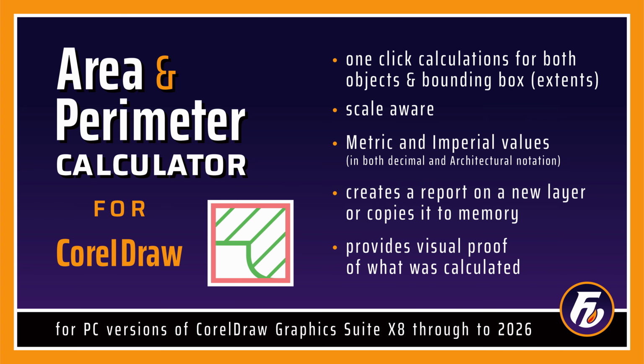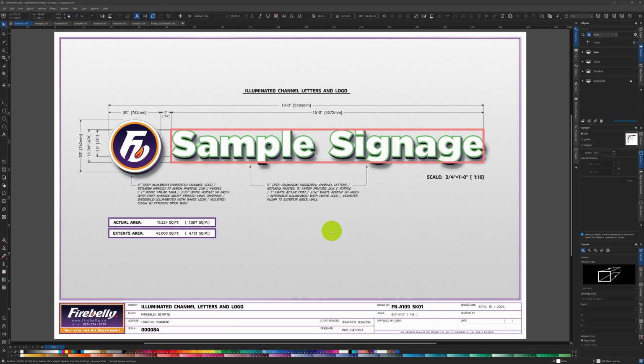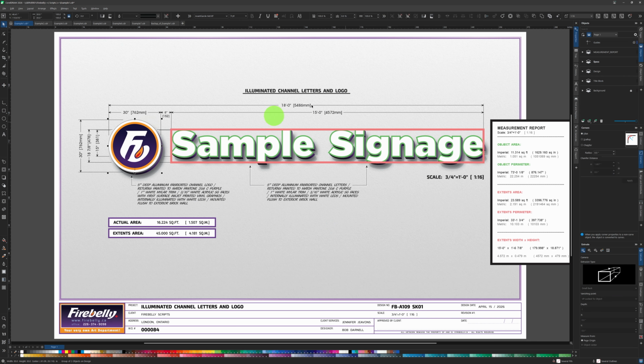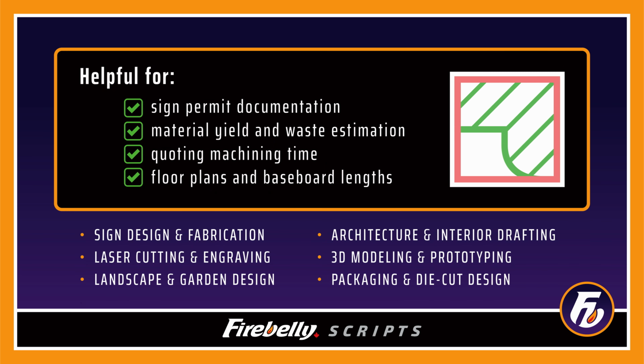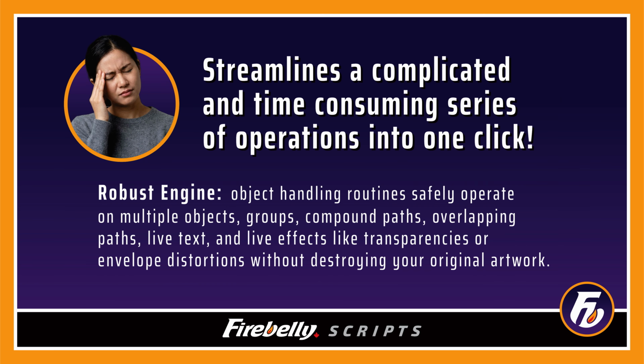Do you routinely need to calculate the area or perimeter of objects in your CorelDraw file? This macro instantly calculates the actual area and perimeter of your selected objects, but it doesn't stop there. It also calculates the bounding box extents, while providing all relevant numbers in both imperial and metric units. If you are documenting sizes for municipal sign permit applications, or perhaps estimating material usage and waste, or even calculating CNC router time, then this helpful tool is going to eliminate a big pain point in the process.